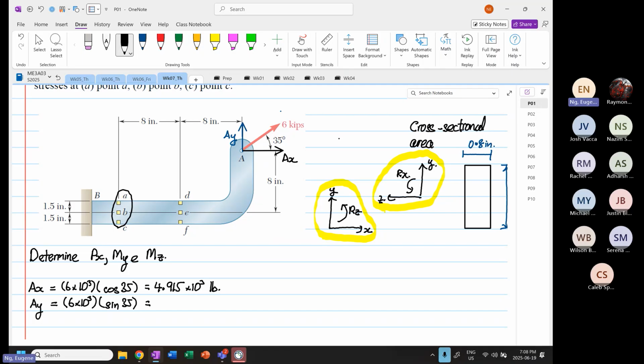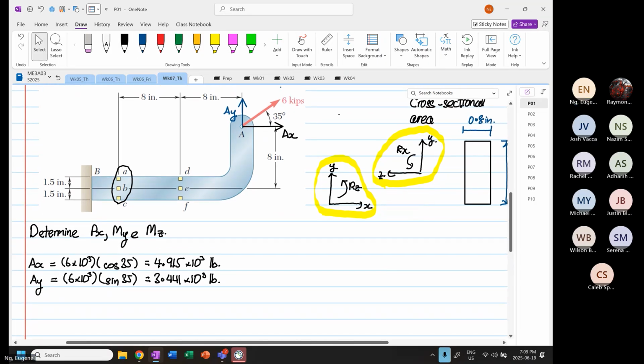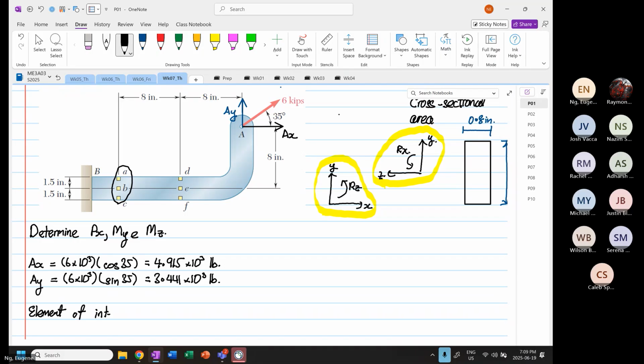So the other one, sine 35 times 6 to the power 3 is equal to 3.441 times 10 to the power 3 pounds. Okay, so we know the elements of interest: A, B, and C.